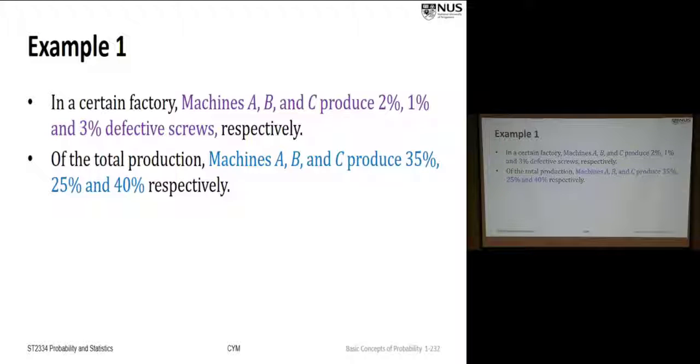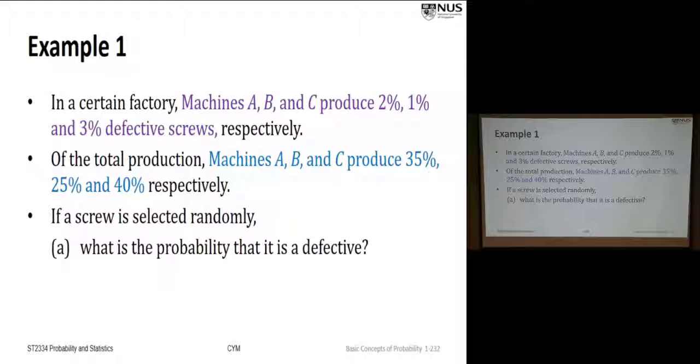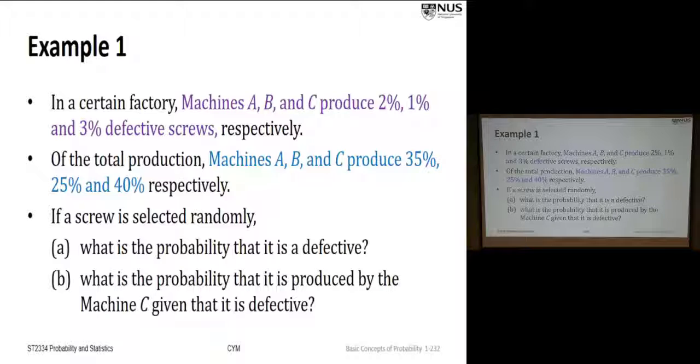The screws are produced from machine A, or B, or C. No other ways to get the screws. All right? Because they add up to 100%. Then we select a screw randomly. What is the probability that it is defective? And if it is defective, what is the chance that it comes from machine C? All right?